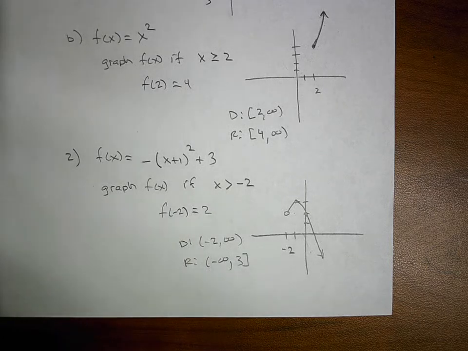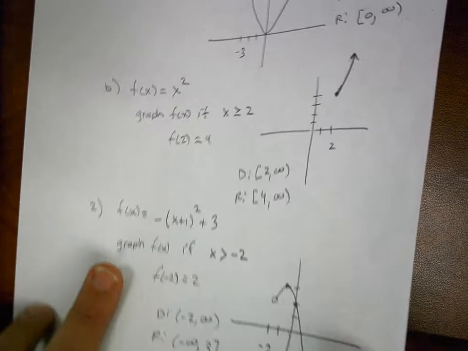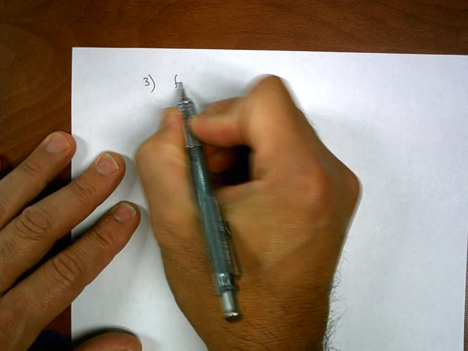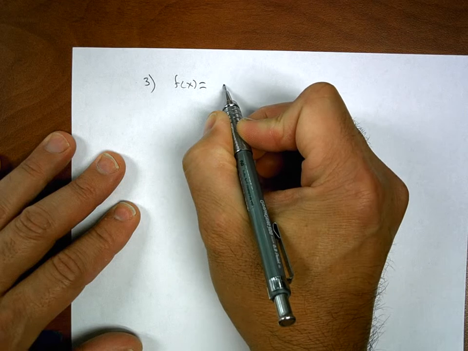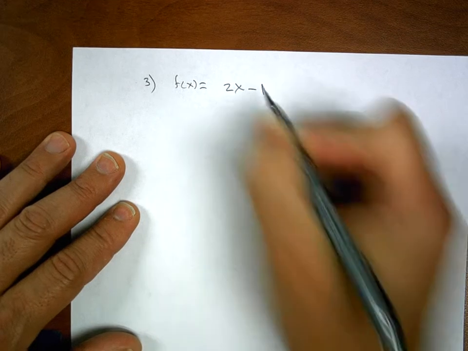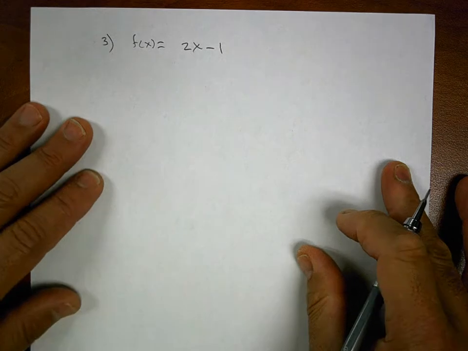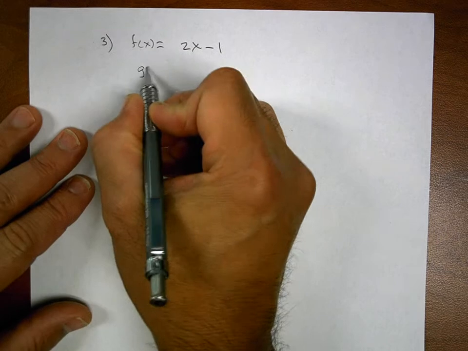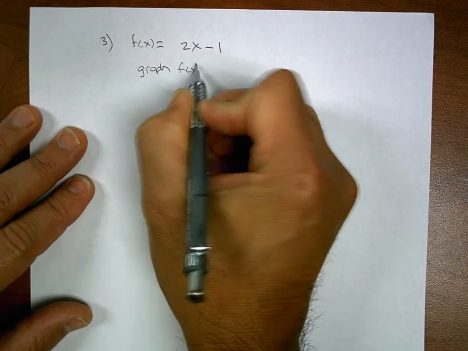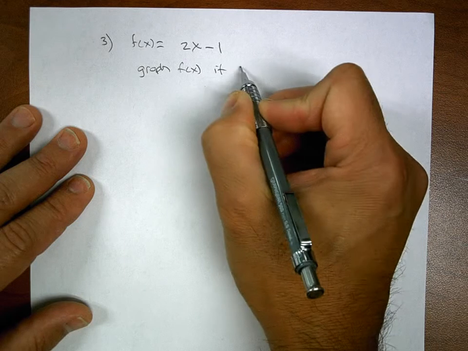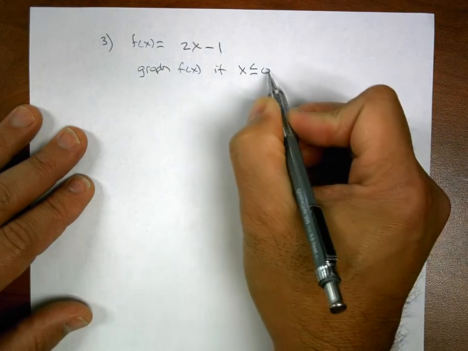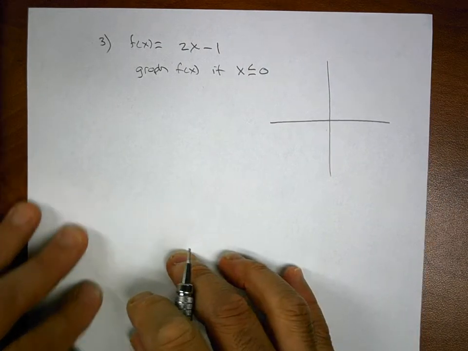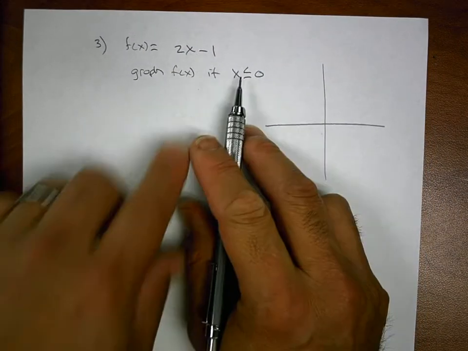Okay, let's see. Number 3. Turn this over. Okay, 3. Okay, f of x equals 2x minus 1. Okay, this is a line. All right, so we're going to graph this function f of x if x is less than or equal to 0. All right, well, we can do that. There we go. So we want to see this graph when x is less than or equal to 0.